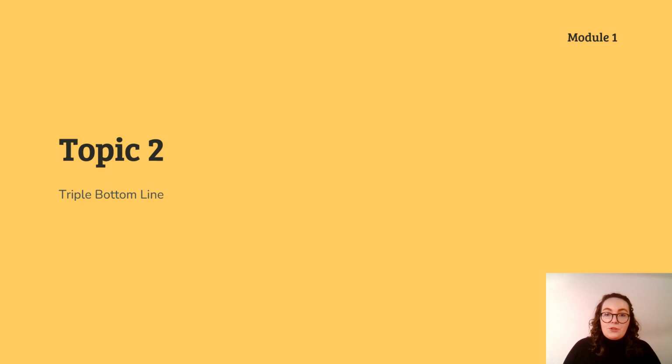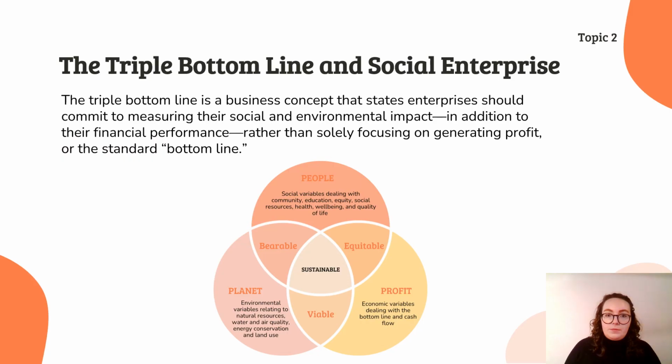Topic 2 will introduce the concept of the triple bottom line to you. The triple bottom line is important to be aware of, as it can be considered the model for running a social enterprise. This is because, similarly to a social enterprise, the focus is on impact rather than profit.